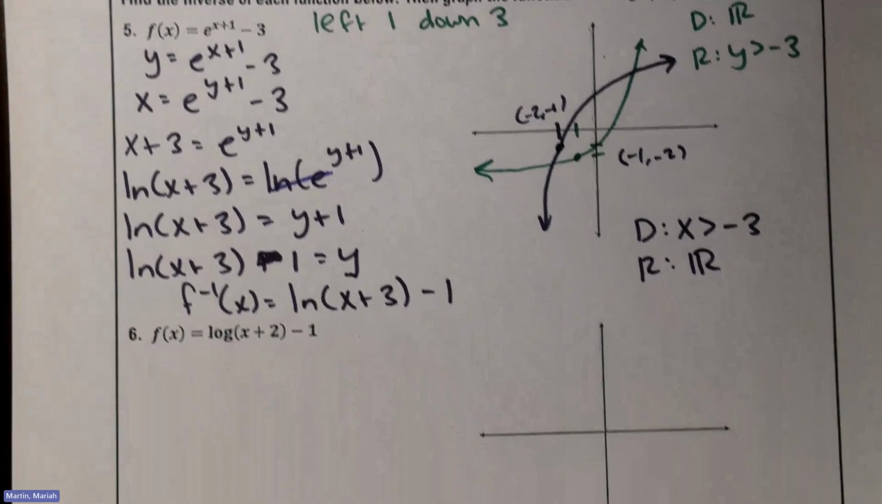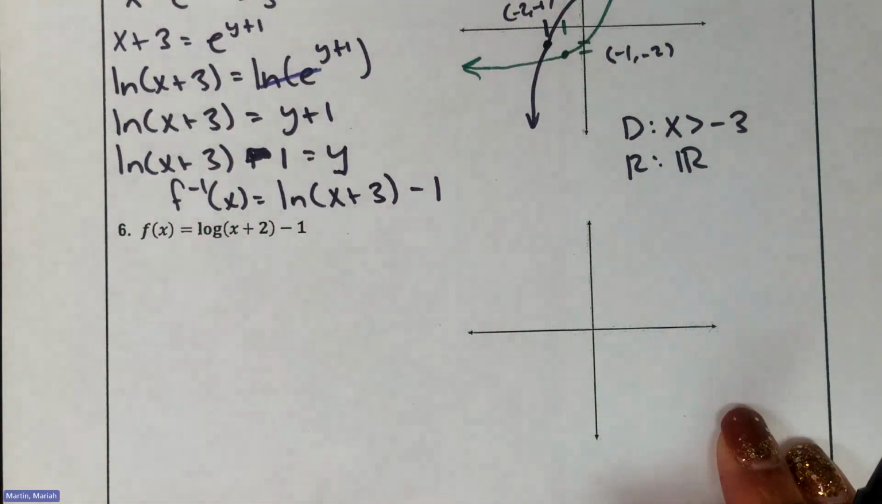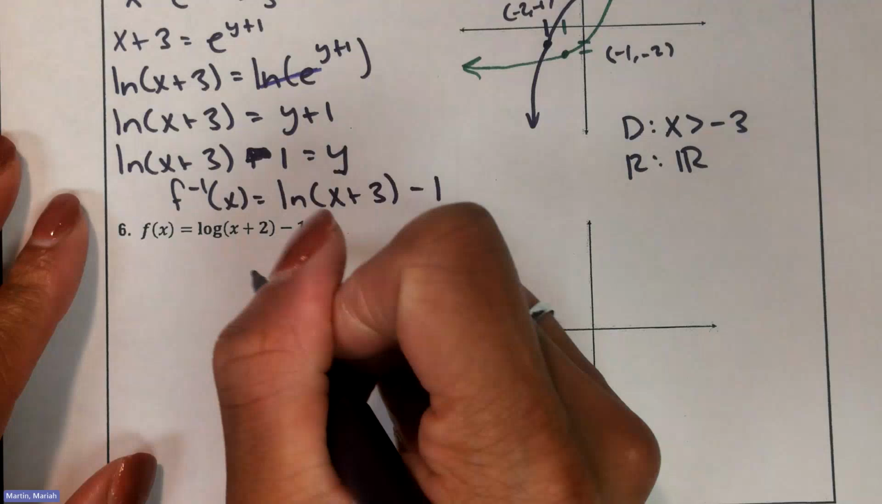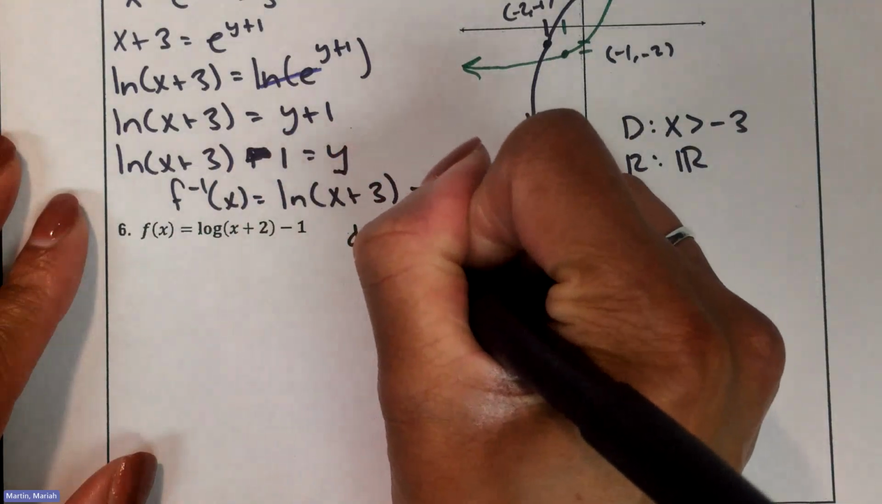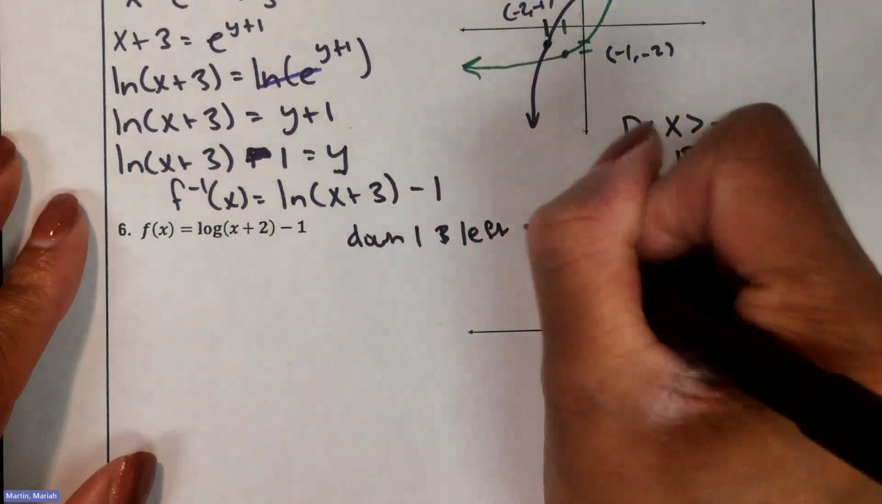Alright, let's do another one that doesn't involve e. We're going to do log. So I have f of x equals log x plus 2 minus 1. So based on our transformations, we know we're going to go down 1, and we're also going to go to the left 2.